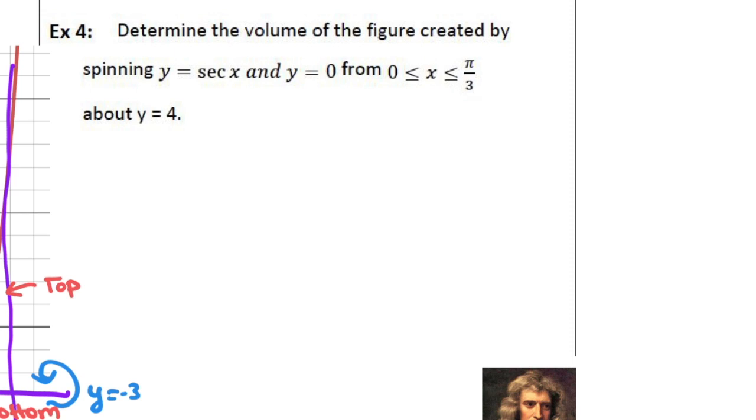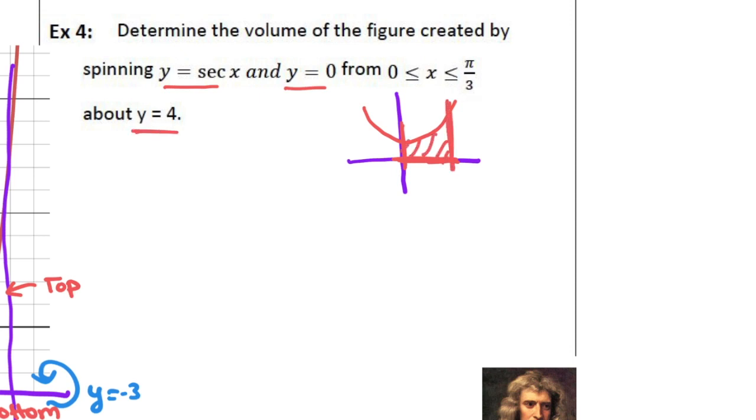So let's check out example 4. This time we're spinning the secant function. The secant function is one that you're quite capable of graphing. There we go. We're trapping the secant function, y equals 0, that's the x-axis, and we're going to go from x equals 0 to pi over 3. So this is our region.